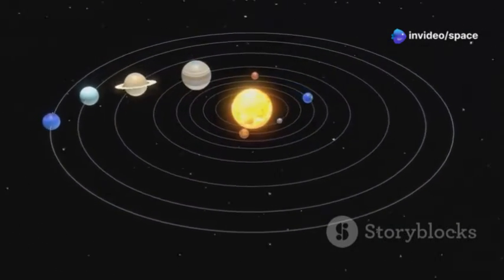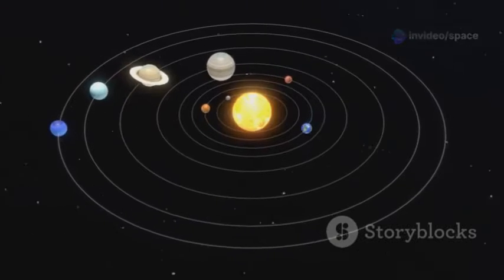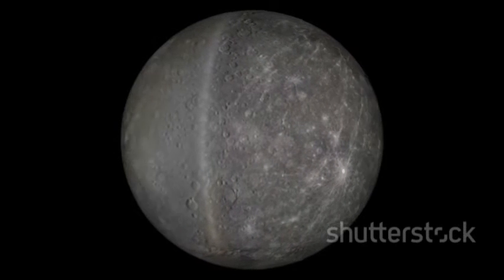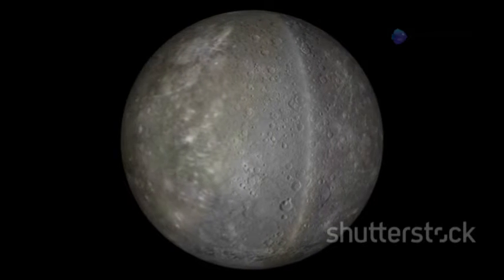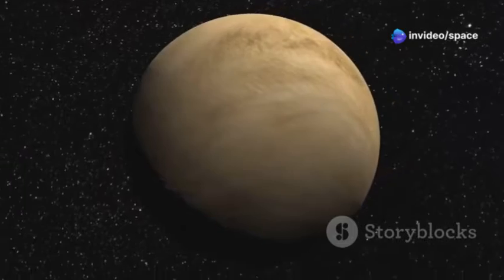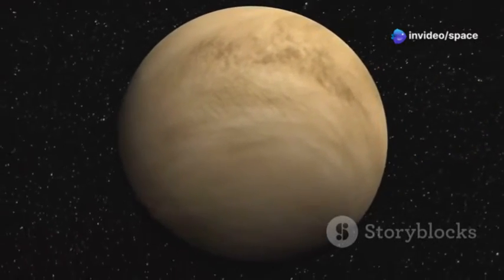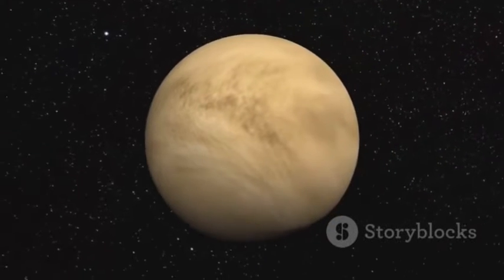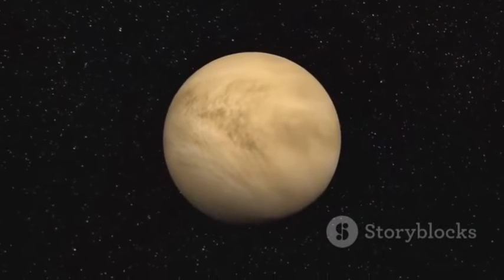These planets vary greatly in size, composition, and atmosphere. There's scorching hot Mercury, closest to the Sun. Its surface is covered with craters and it has no atmosphere to speak of, making it a harsh and barren world. Then there's Venus, shrouded in thick clouds of sulfuric acid. Its surface is hot enough to melt lead, and it rotates in the opposite direction to most other planets.